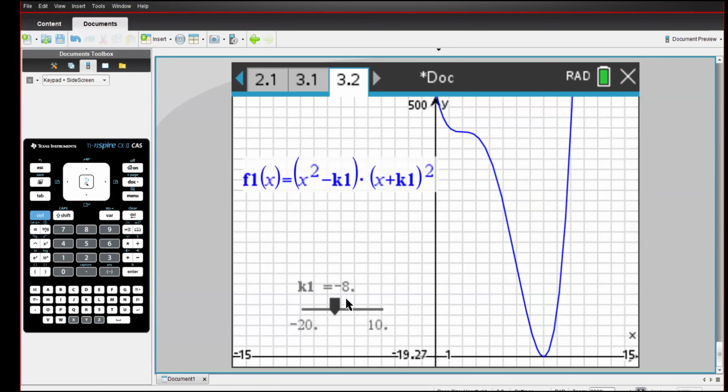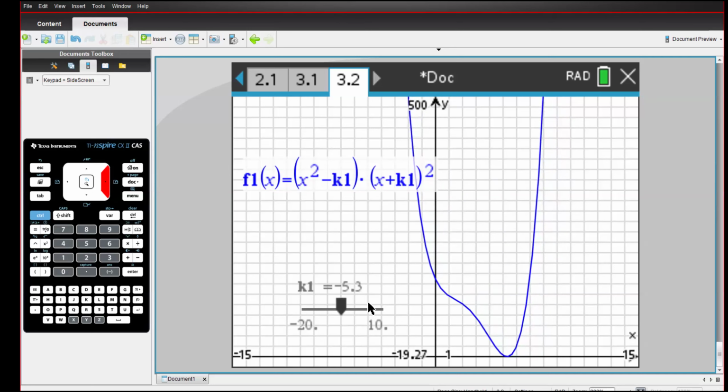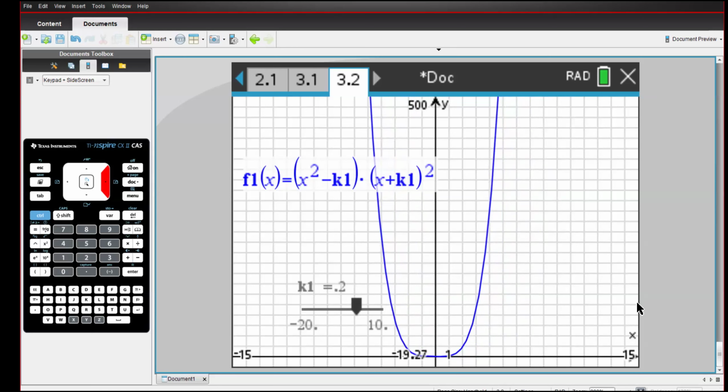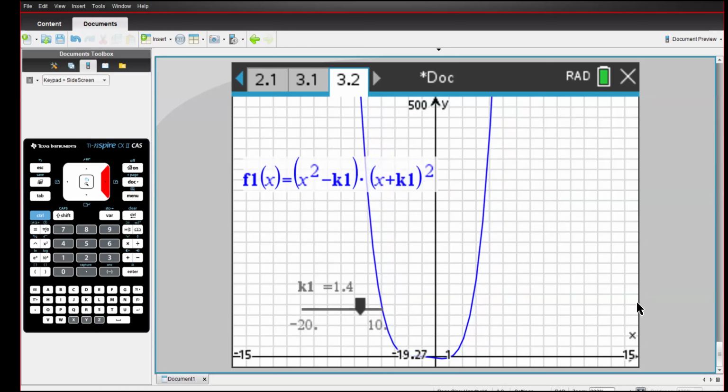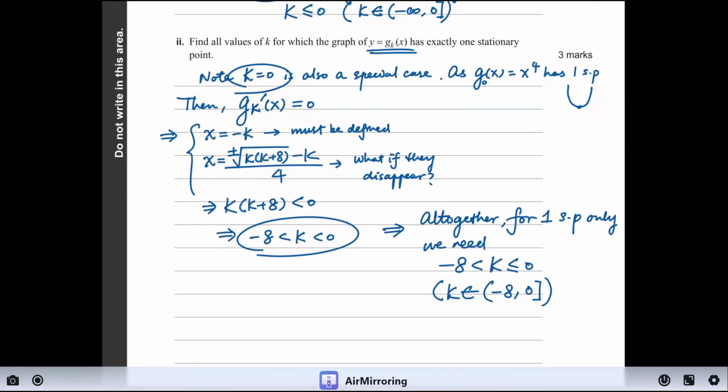So basically, anything less than or equal to -8 or greater than 0, I would say, will make the quartic function here have one stationary point of inflection and one minimum, okay? All right, that's pretty much this question. Let's move on.